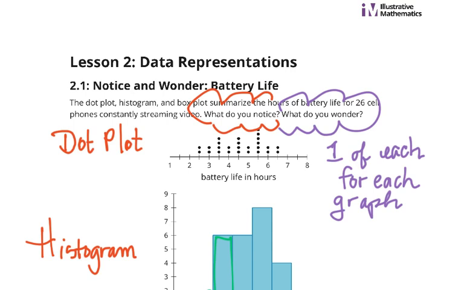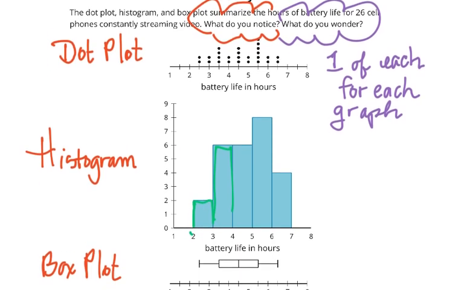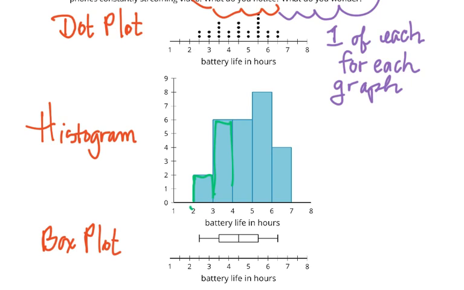So you have 3 graphs, and they all have to do with battery life, right? You've got a dot plot, which I've indicated, a histogram, and a box plot. This is basically, if you've forgotten, what's a dot plot, what's a histogram, what's a box plot.